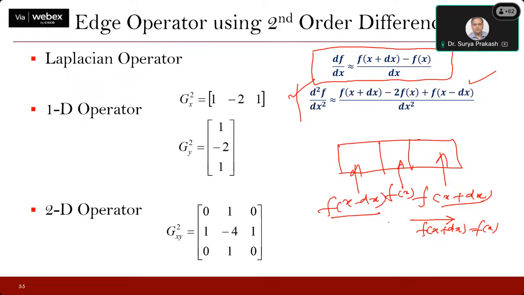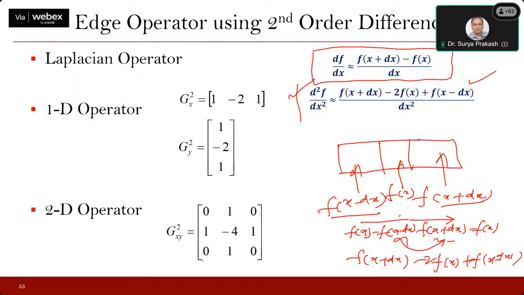Now, with respect to this, what is going to be the difference? It is going to be f(x) minus f(x-dx). Right? This is the first order difference. Now, if you want to compute the second order difference, you have to compute the difference between these two, right? And it is going to come as f(x+dx) minus 2f(x) plus f(x-dx), right? So the same as what we have written here.